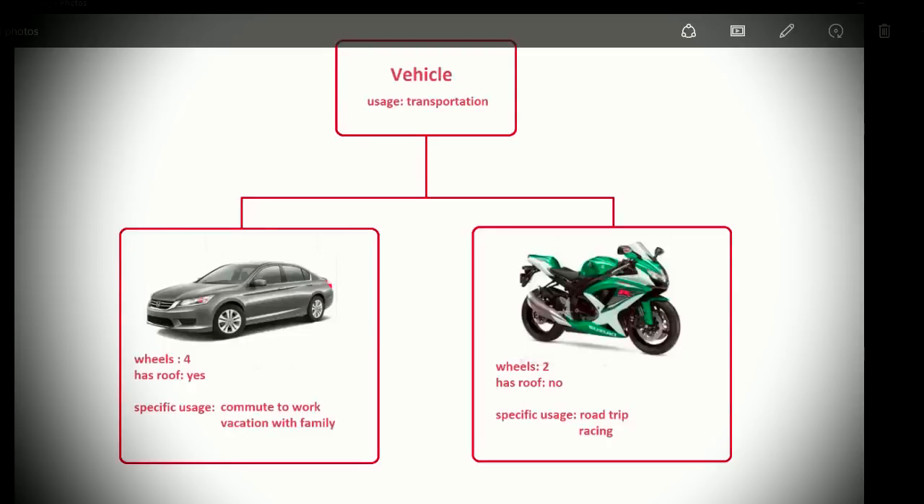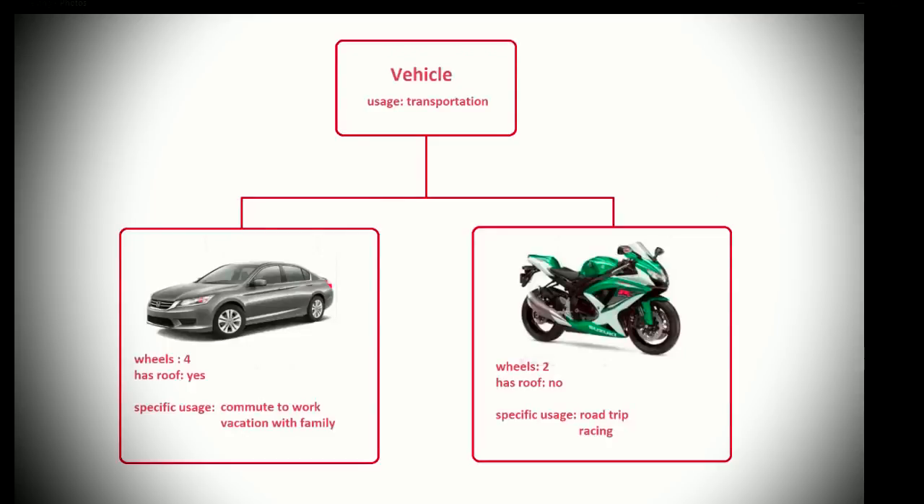When you think about vehicles, you have so many vehicles available for use such as car, trucks, motorcycle, etc. But they provide a same purpose, which is transportation. And when you go to specific type of vehicles such as car and motorcycle, they have their own purposes and own characteristics. For example, a car has four wheels, it has a roof, whereas motorcycle has only two wheels and it has got no roof.